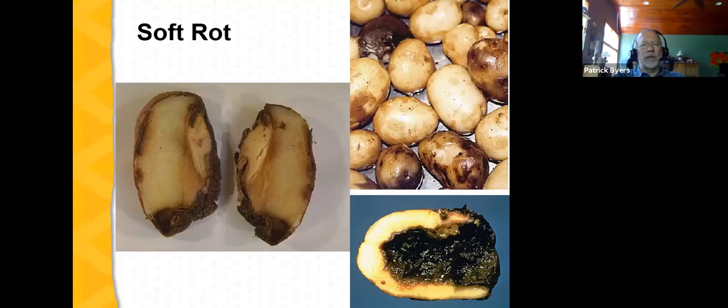Soft rots are a common symptom of bacterial infection. Here's an example of a soft rot on potato. Another clue that the causal agent is a bacteria rather than a fungal caused rot is the odor.